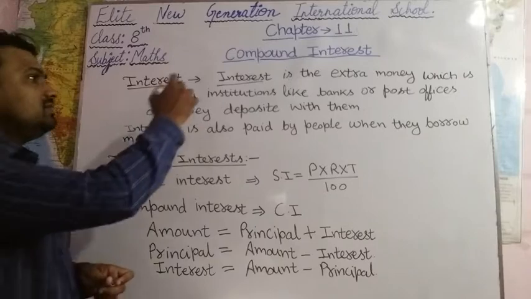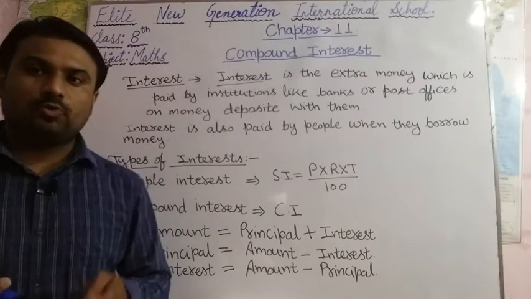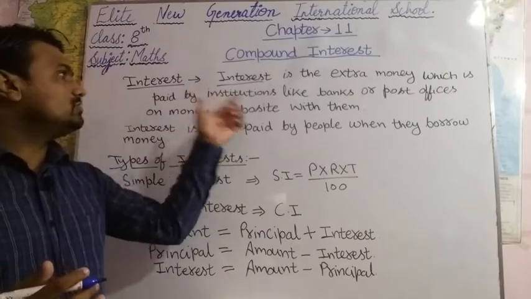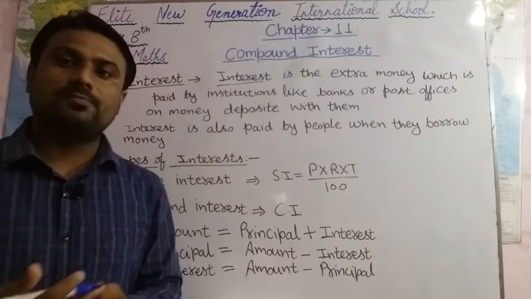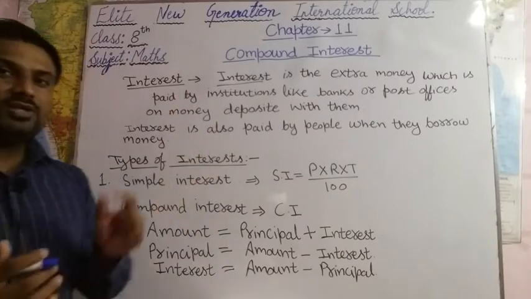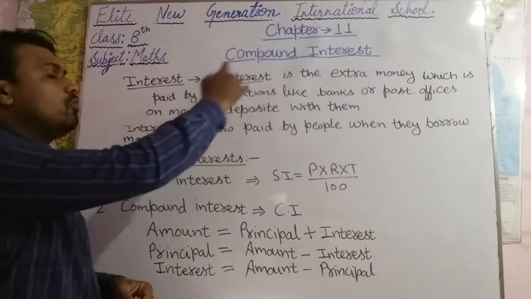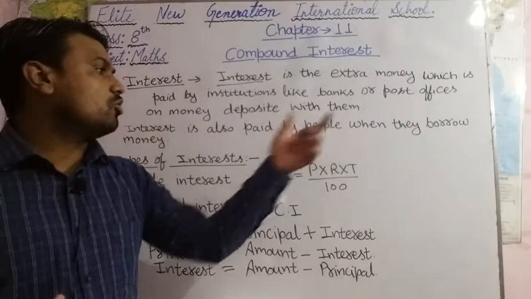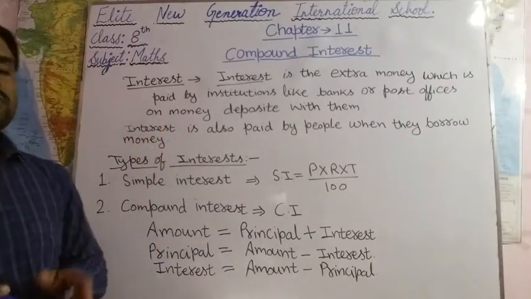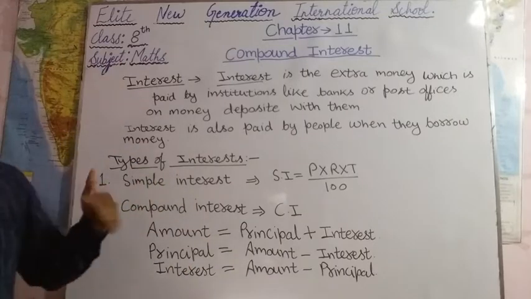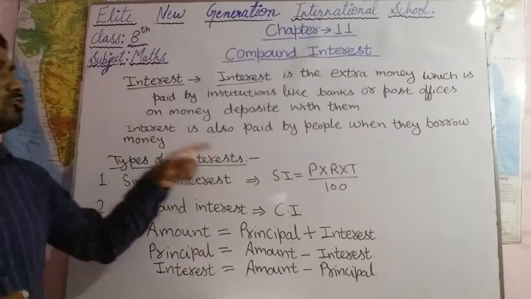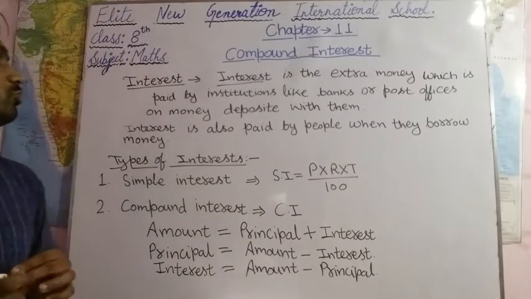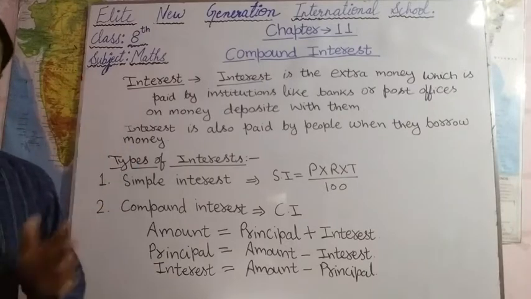That means it is a type of money which is extra. Suppose we have taken some money, and on the basis of that money we are providing some extra money at a particular time. When we give that extra money, that extra money is called interest. So interest is extra money which is paid by institutions like banks or post offices on money deposited with them, and interest is also paid by people when they borrow money.